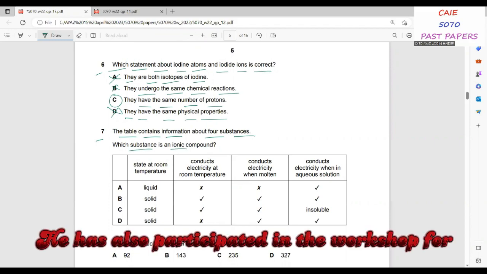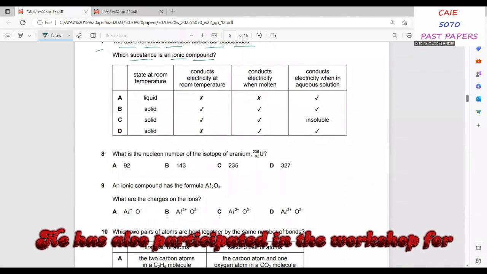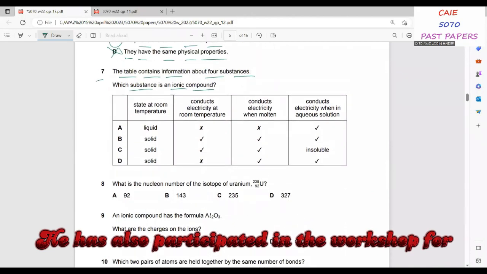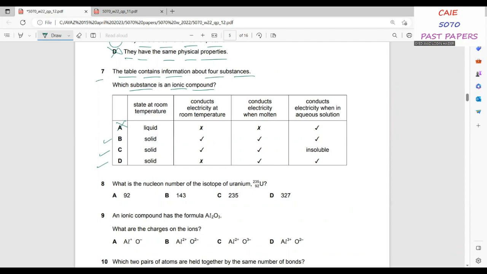7. The table contains information about 4 substances. Which substance is an ionic compound? Recall ionic compounds. They are solid and have high melting points, and conduct electricity in the molten state as well as when dissolved in water. They do not conduct electricity in the solid state. So first of all, look at the choices here. In choice A, they mentioned the state liquid. So this is automatically wrong. Now B, C, D, these three are correct in terms of the state.